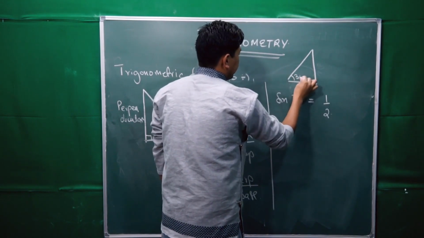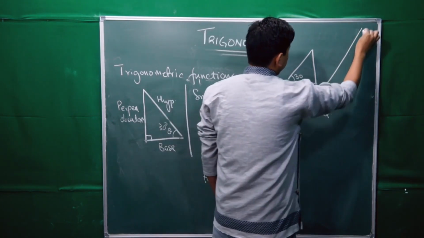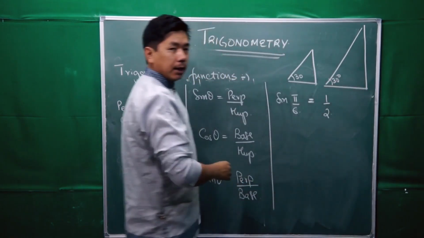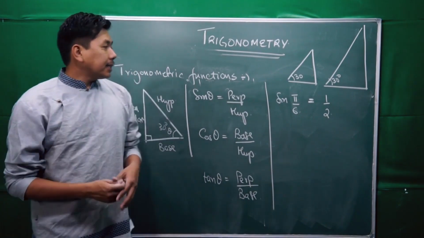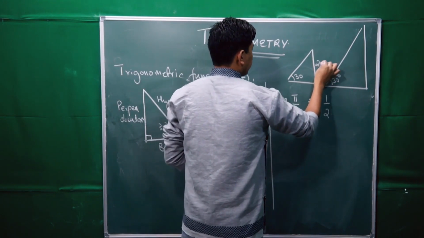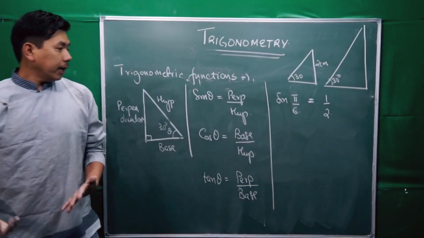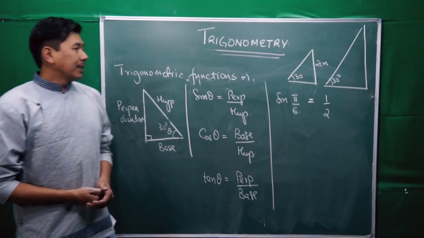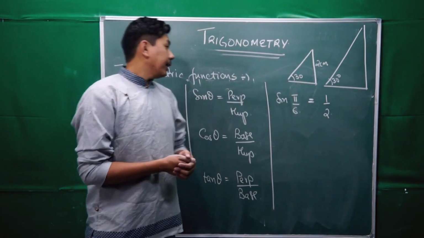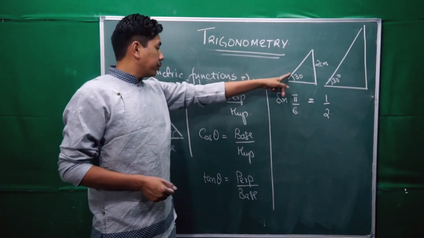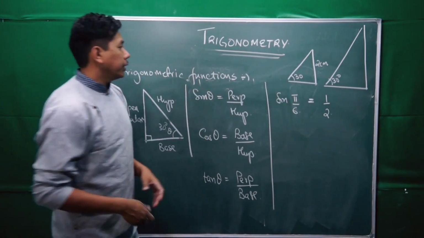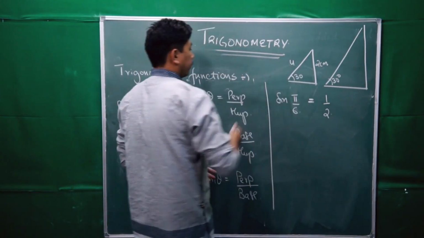Okay. So let's say we have a smaller triangle. Let's say this angle is 30 degree and we have a bigger triangle. This is also 30 degree. So if, let's say, this length is 2 centimeter, this length being the perpendicular, in that case, how much would this hypotenuse be? It should be equal to 4.